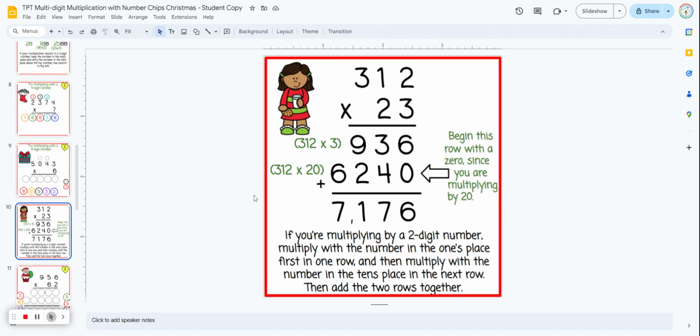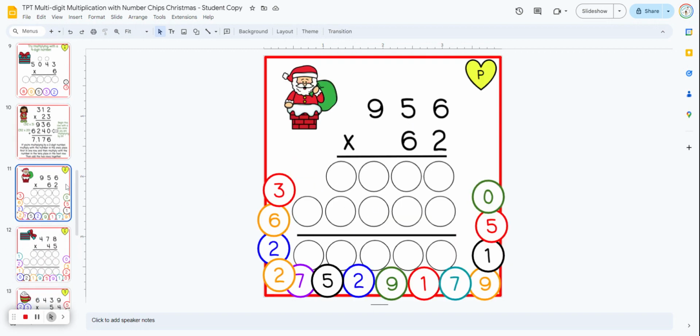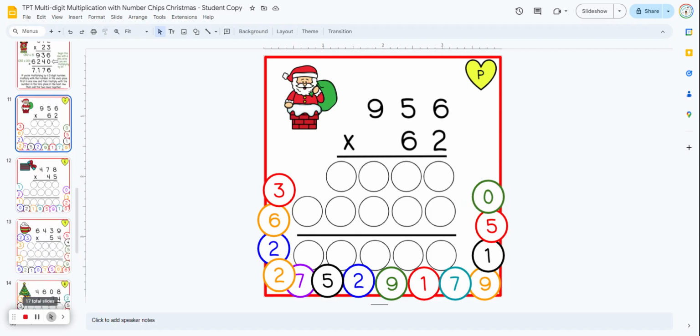Now they're shown what to do when they have a second row of numbers. So here they're multiplying a 3-digit by a 2-digit. So this first row, they're just multiplying 312 times 3, and then 312 times 20. And since they're multiplying by 20, they have to start this row from right to left with a 0. Now they take the 2 products, they add them together to get their final answer. So students are going to be doing a few of those.